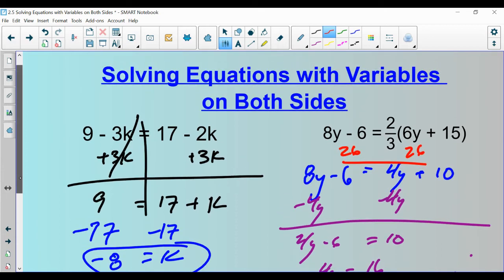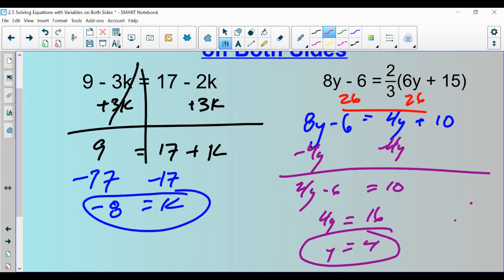Okay? Let's just hypothetically make something up. If I had done this problem and got 1 as my answer and tried the solution of 1, when I plug 1 in, it's not going to be true because only 4 works. 4 is my answer, not 1. So let's just try it for fun. Plugging in 1 here, 8 minus 6 is 2. And if I plug 1 over here, 6 plus 15 is 21. And 21 times 2/3 would be 14. Well, that doesn't equal each other, right? 2 and 14. But when I plugged 4 in, they both said 26. They were equal to one another.